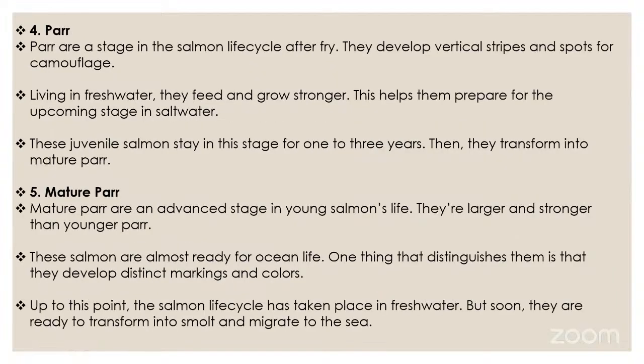So this is the fourth stage. Par is a stage in the salmon life cycle after fry. They develop vertical stripes and spots for camouflage. Living in fresh water, they feed and grow stronger. This helps them prepare for the upcoming stage in salt water.